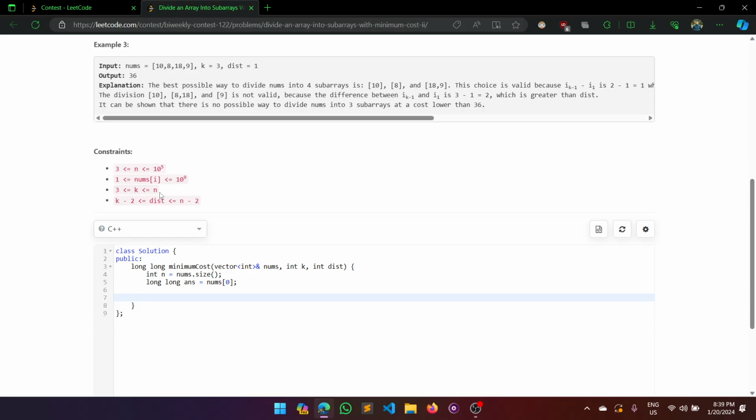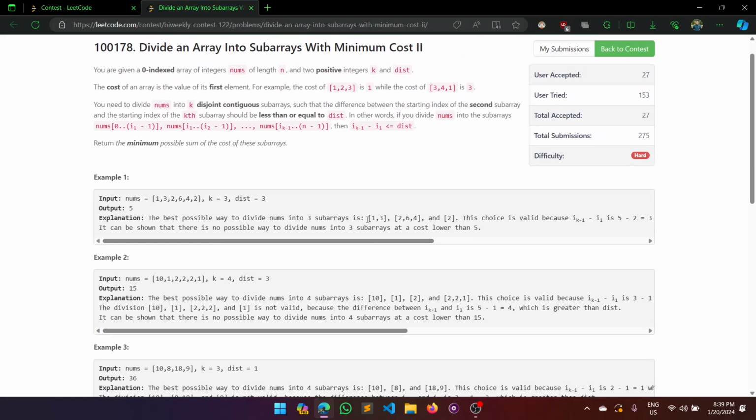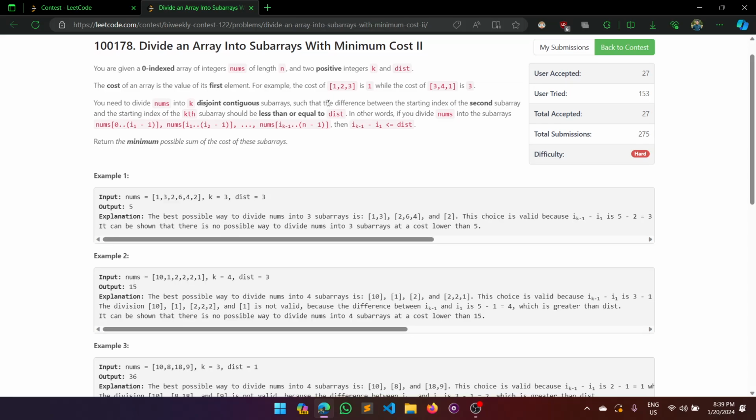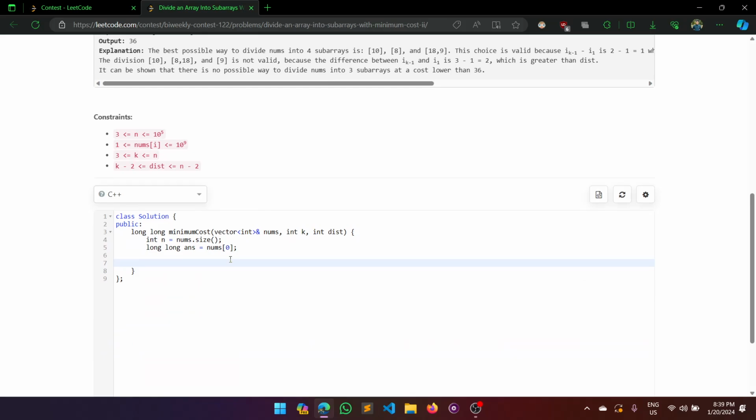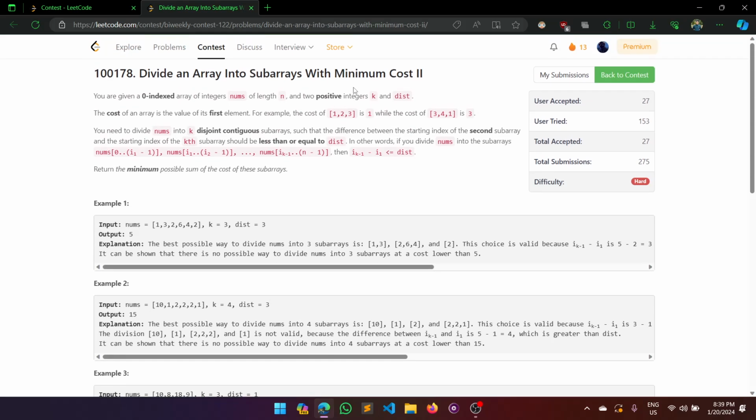What if it is equal to k minus 2? Let's say k is 3. K minus 2 is 1. So the distance could be equal to 1. Okay, yeah. Because we're considering the difference, right? So we want a window of dist size. And we want to keep elements sorted within the window.